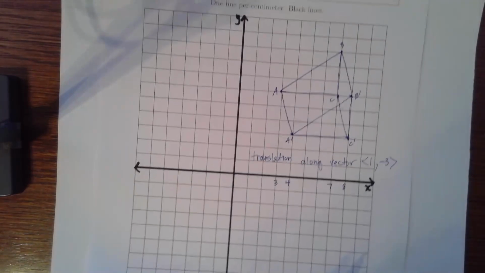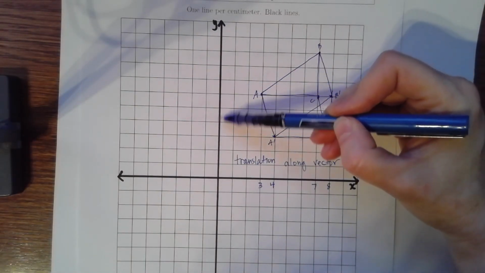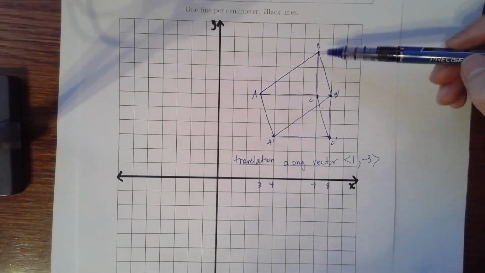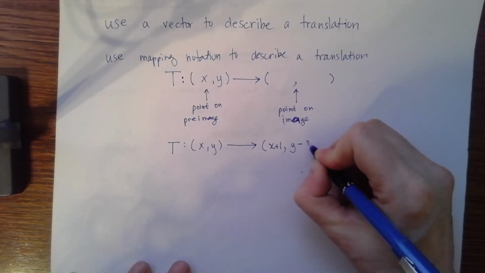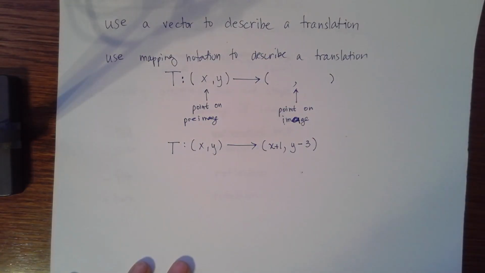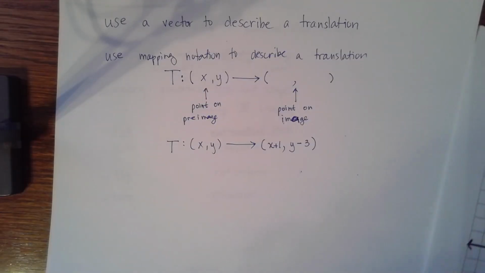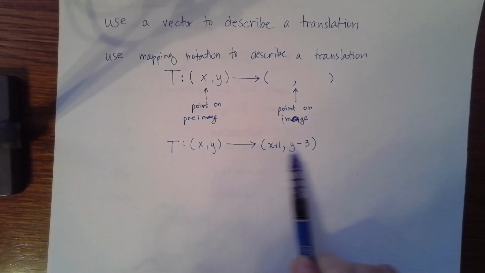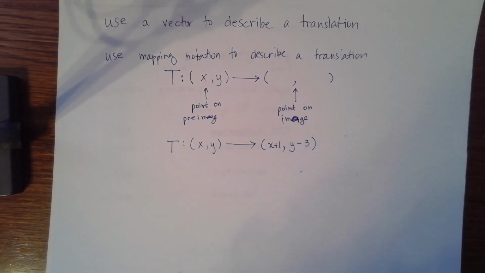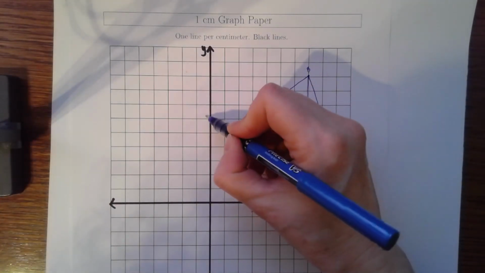Notice, what did we do to the y coordinate? The y coordinate started here and it went down 3. How do we get the new y coordinate? We take y and we subtract 3 from it. So this 1 and this -3 are helping us make a rule for the mapping notation. If I were to take the point, for example, here's the point 3, 1, 2, 3, 4, 5, 6.